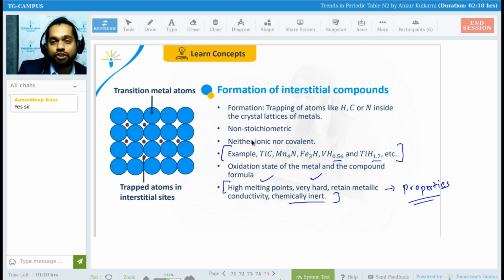Okay, let us go ahead. So this was about the interstitial compound. Now, there is a small part of alloy formation.